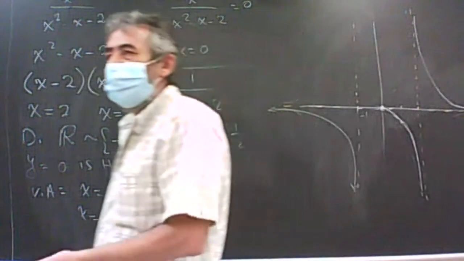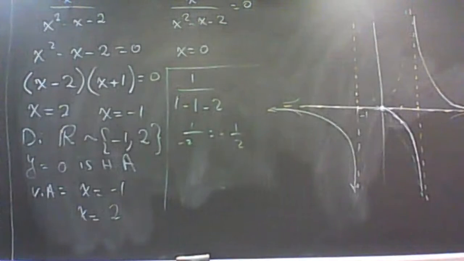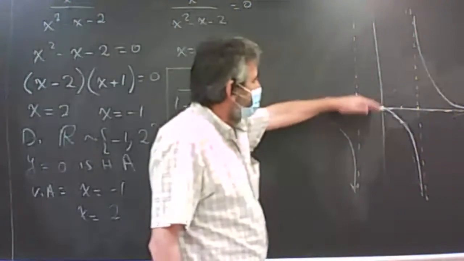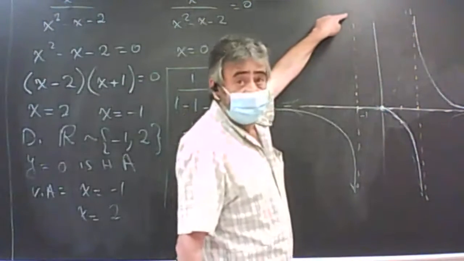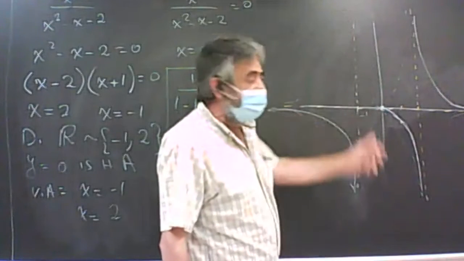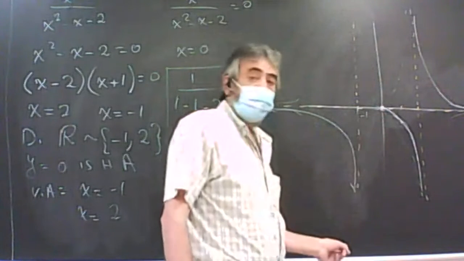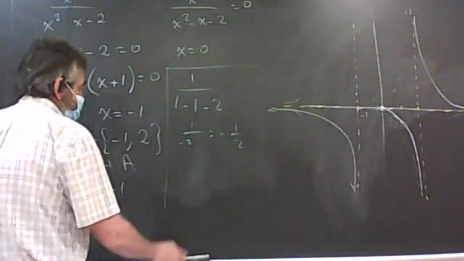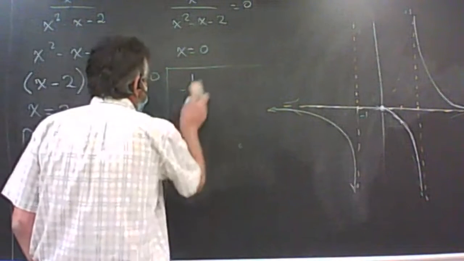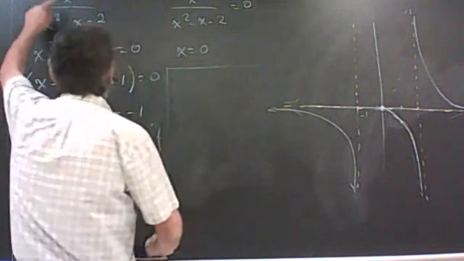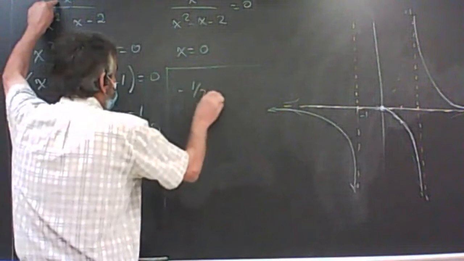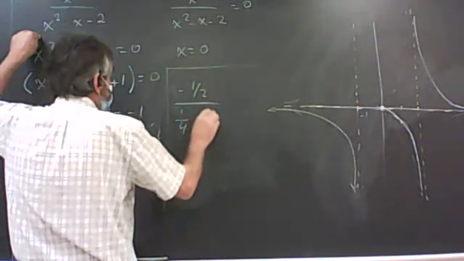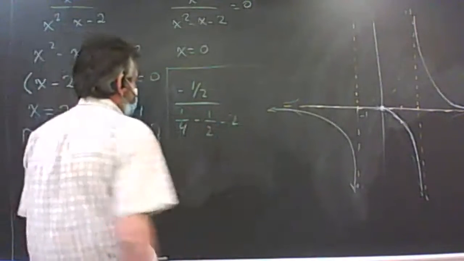And remember, we're only interested in knowing whether the answer in this case is going to be positive or negative, right? Because if I get a positive, that means I'm going to be here, it's going to continue up. Yeah? If I get a negative, that means it's going to be here, it's going to go down. So let's take negative 1 half and see what we end up with. So negative 1 half divided by 1/4 minus 1 half minus 2.